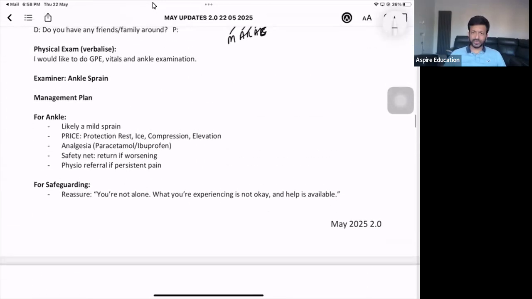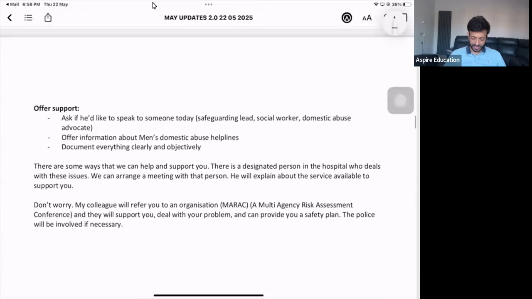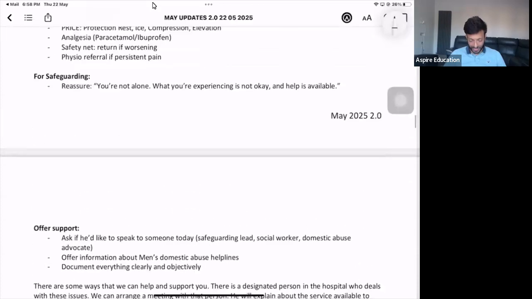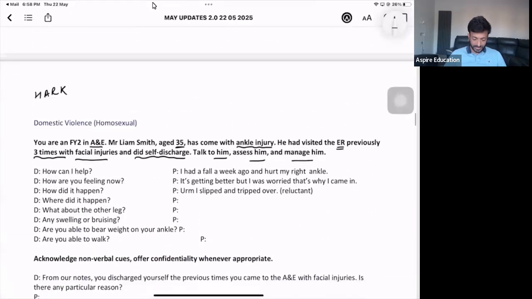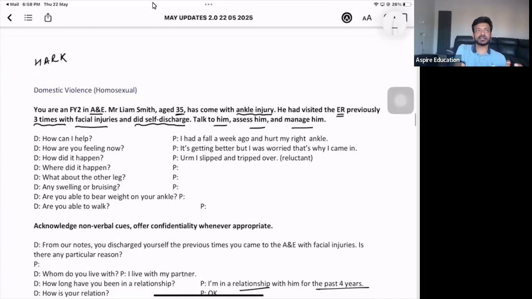Now in this station, the patient has come to you with an ankle sprain. So you'll do the management of the ankle sprain as well, and you do the proper safeguarding of this case, right? Another thing, there is another scenario. Recently it has come that it's a rape scenario and the patient is worried about STI. The patient says, how can I help? I'm worried about STI.